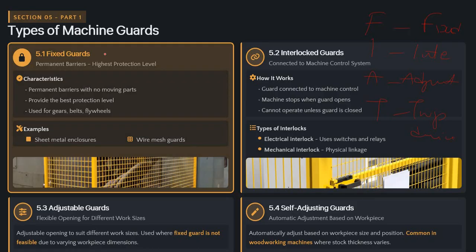Then comes the fixed guard. The fixed guard is the highest protection level, and it is a permanent barrier. There will be a machine permanently enclosed with the guard, and it should be fastened, so no one can approach the hazardous area. Suppose there is a rotating part, so no one will enter the guard. It acts as a permanent barrier, and this is the highest protection level.